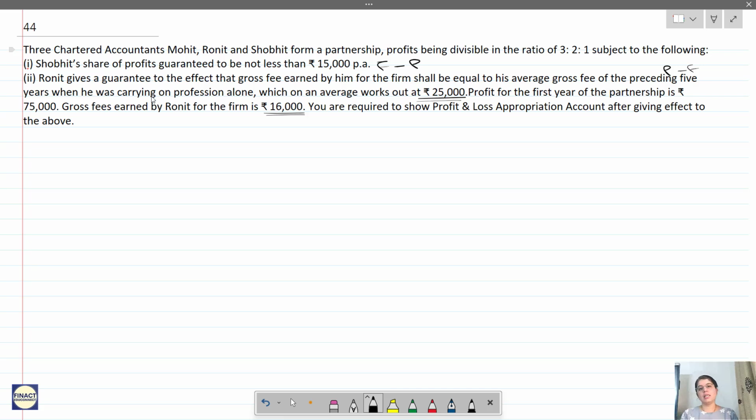Now see, whenever you have multiple guarantees in a single question, remember the sequence. The first is partner to firm, second is firm to partner, third is partner to partner. Now here we do not have any partner to partner. We have only two, partner to firm and firm to partner. So first priority will be this and second will be this.